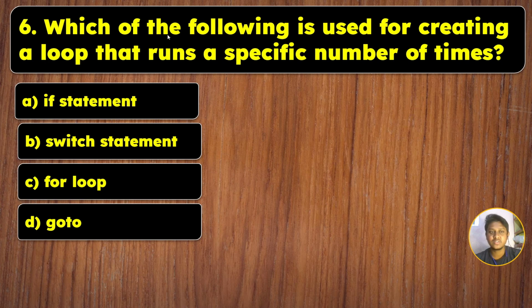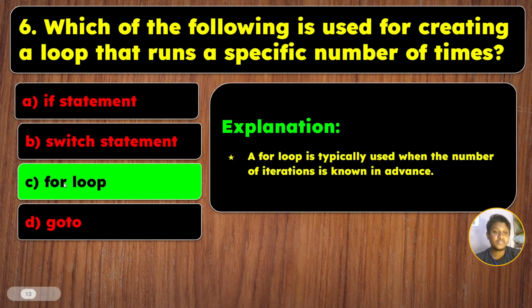So here comes our sixth question, which says which of the following is used for creating a loop that runs a specific number of times? So here we are specifying the number of times the loop is going to iterate. So we have our four options: if statement, switch statement, for loop, or goto. So here you can also answer this question in the comment section. So here the correct answer will be for loop.